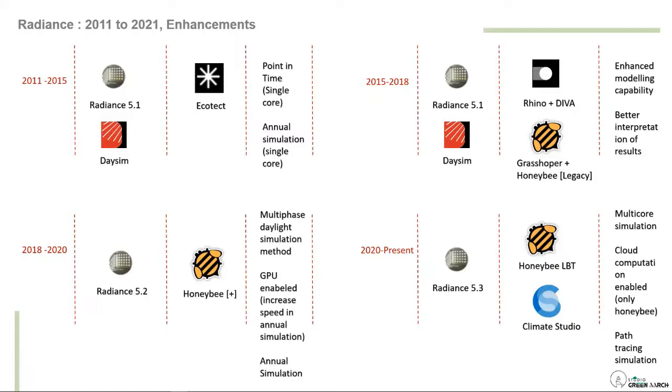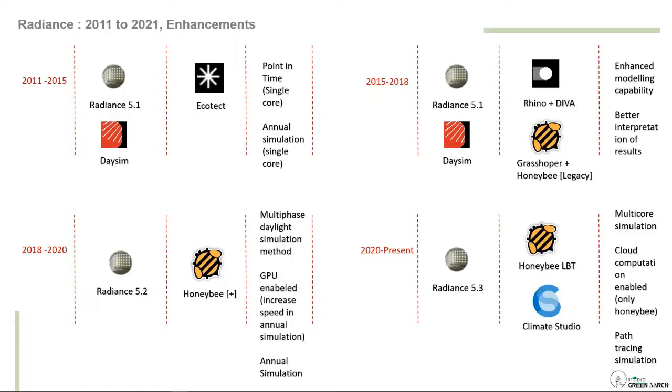That is, the Radiance 5.3 version has come up, and now Honeybee is also upgraded to Honeybee LBT. And there is also one paid software, very powerful and robust, that is Climate Studio. That is also developed by Christoph Reinhart under Solemma. Okay, so I'm not saying that this is the only software you are going to use in the industry. There are a lot of software, right? But I'm telling you, to understand the simulation engine, I'm talking about Radiance, not the graphical interface. Honeybee, Climate Studio, Rhino are only graphical interfaces. They are not simulation software. Okay, Radiance is a simulation engine, right?